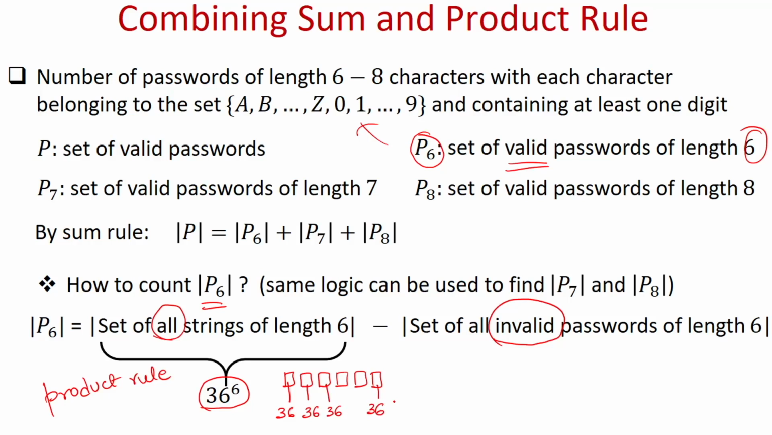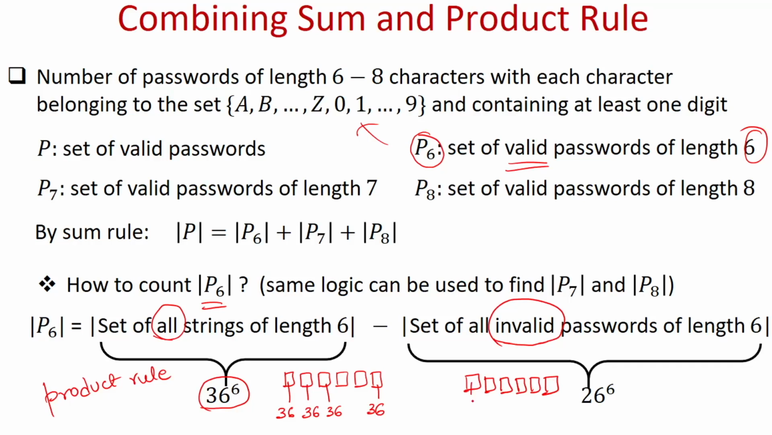And what's the cardinality of invalid passwords of length 6? It is 26 raised to power 6. Because here, I am interested to find out in how many ways I can fill 6 slots such that none of those 6 slots is occupied with a digit, because only then can that string of 6 characters be considered an invalid password. So I have 26 options for each slot because I can't fill any slot with a digit. So that's why I have 26 raised to power 6 options.